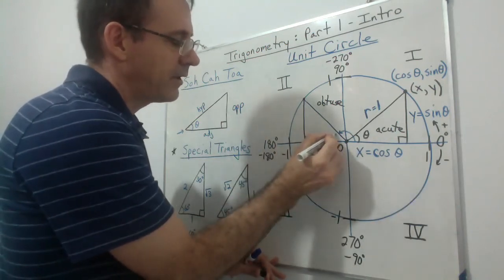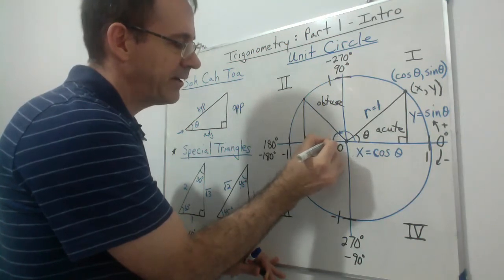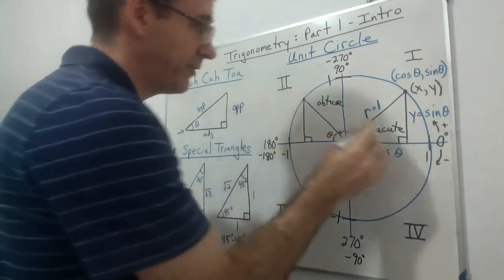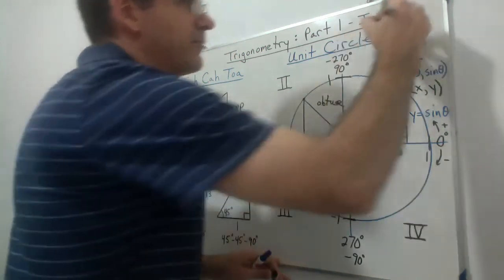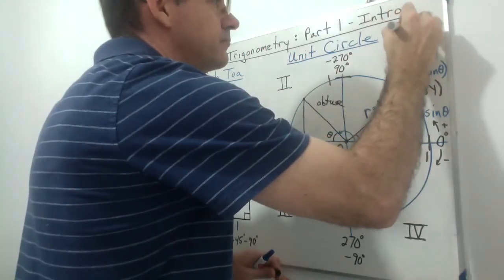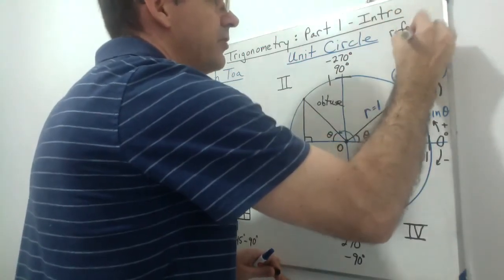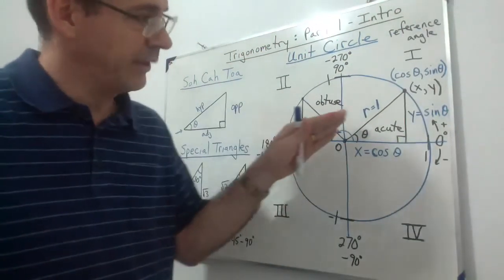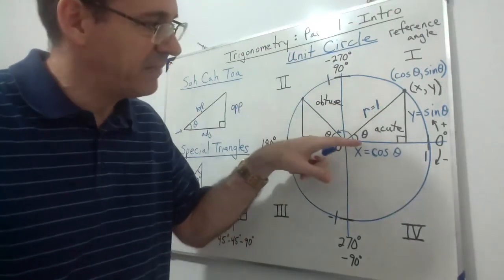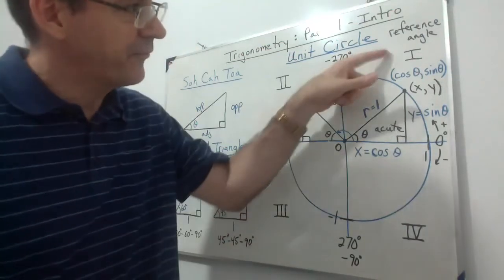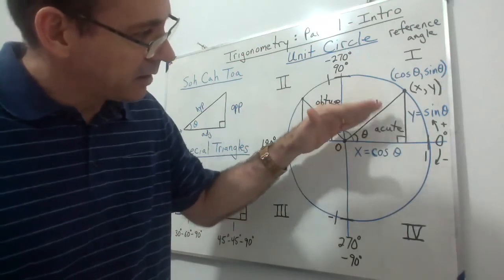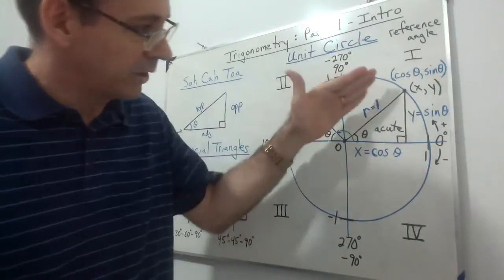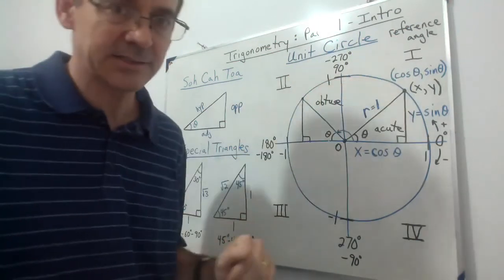Now you have another vocabulary word in here. This is now called your reference angle. So we have acute, we have obtuse. I'm going to write reference up here. Your reference angle is just meaning the angle between your hypotenuse and the nearest x-axis. So in the first quadrant, your acute angle is the reference angle. In other words, it's already to the nearest x-axis.